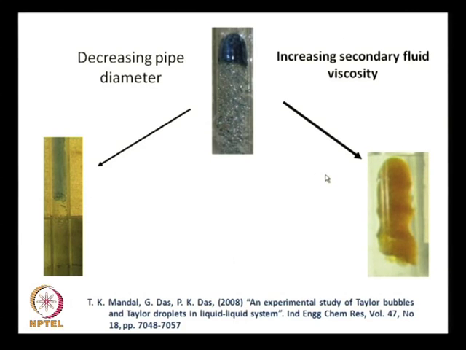So, in this particular case we found that in contrast to air-water systems, the liquid properties, the property of the liquid forming the bubble or the droplet, are also very important. If we have higher interfacial tension, bubbles are more stable. If we have higher viscosity, bubbles are less stable. If we have larger pipe diameters, bubbles are less stable. So, these are the things that we have observed in addition in liquid-liquid systems.